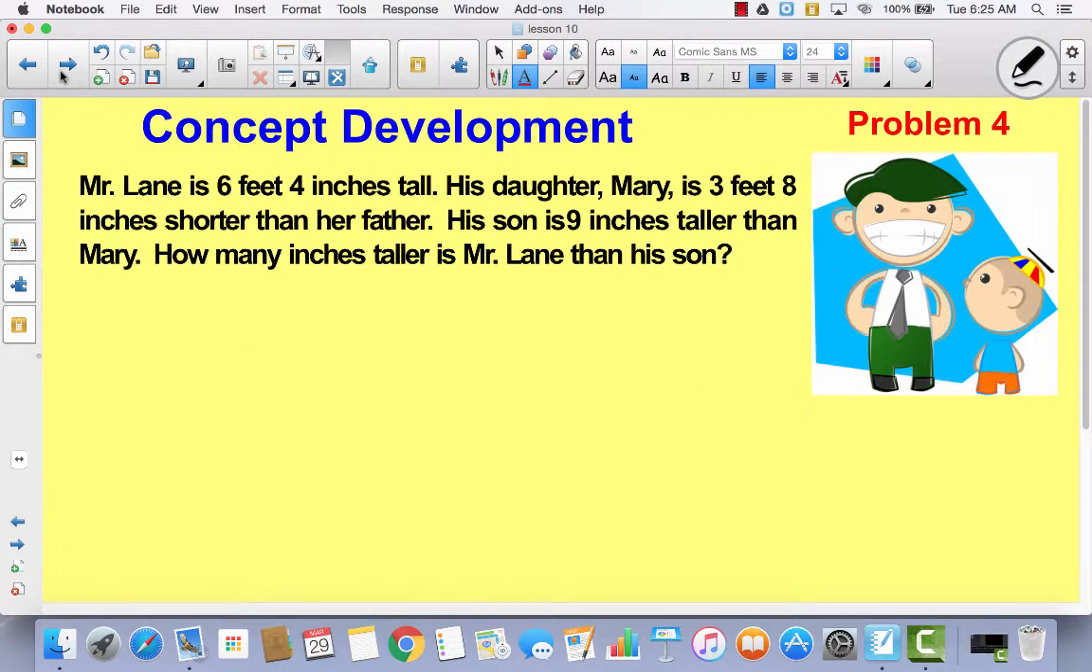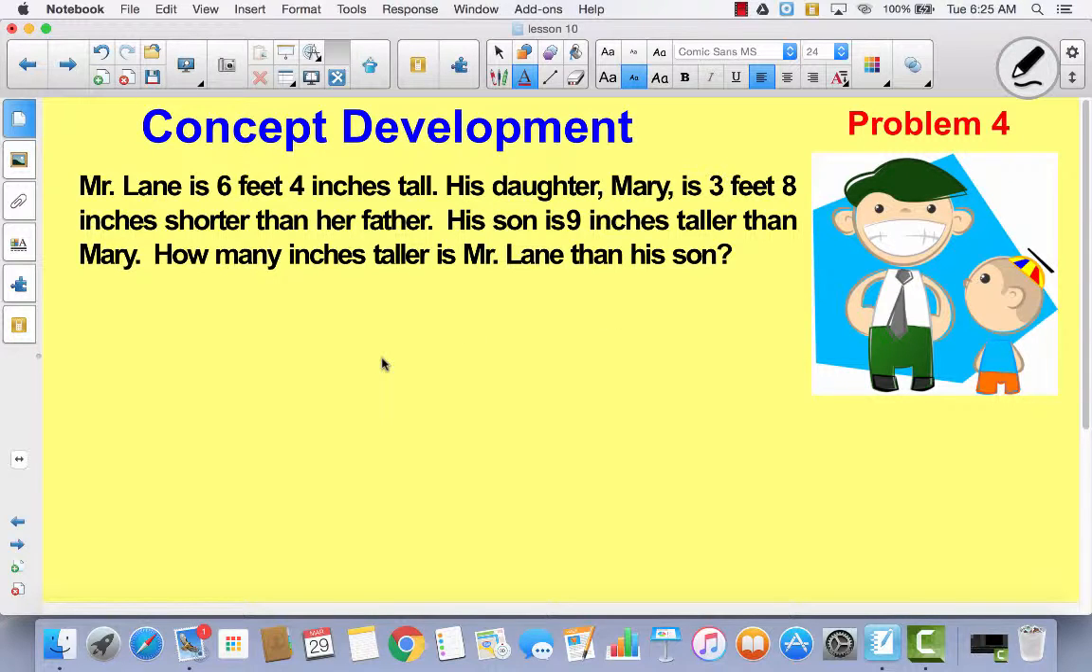All right. Problem number 4. Mr. Lane is 6 feet 4 inches tall. His daughter Mary is 3 feet 8 inches shorter than her father. His son is 9 inches taller than Mary. How many inches taller is Mr. Lane than his son?